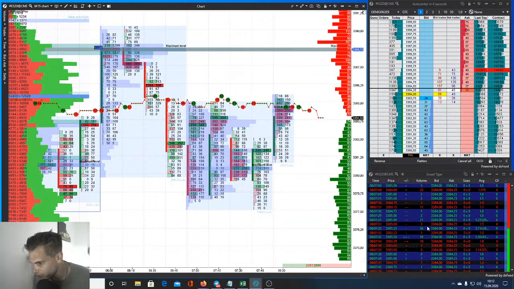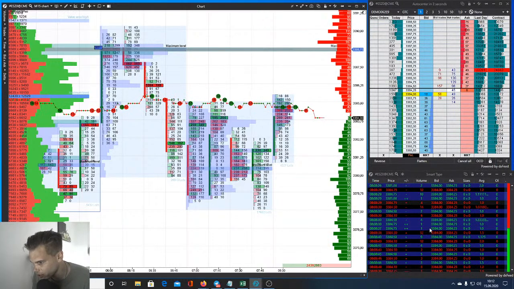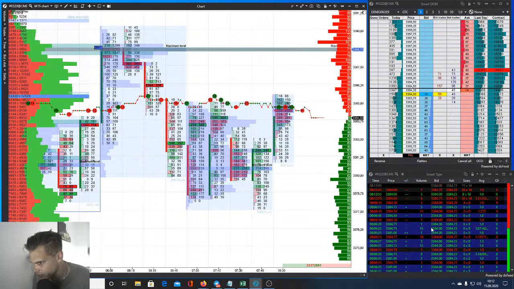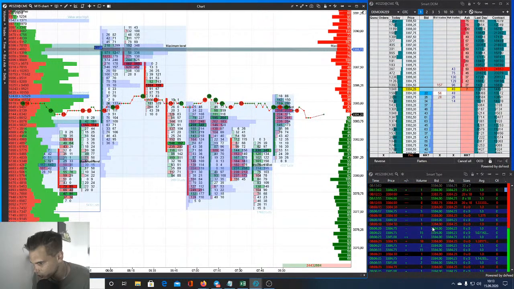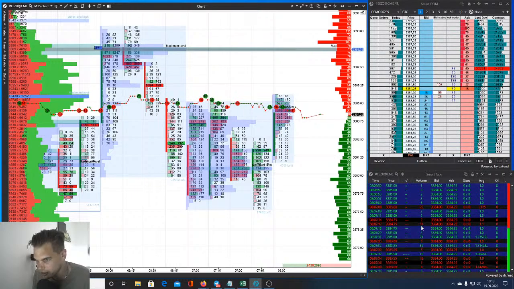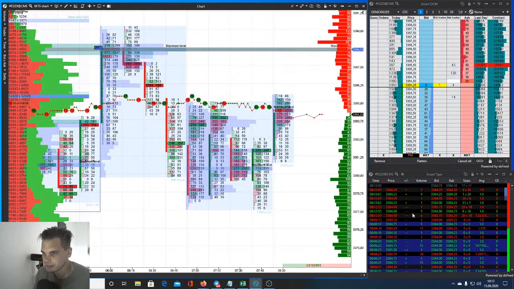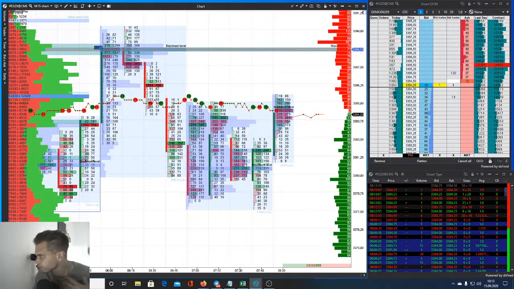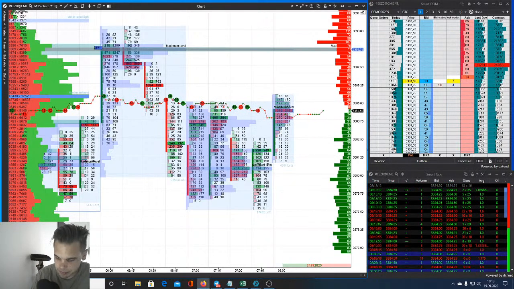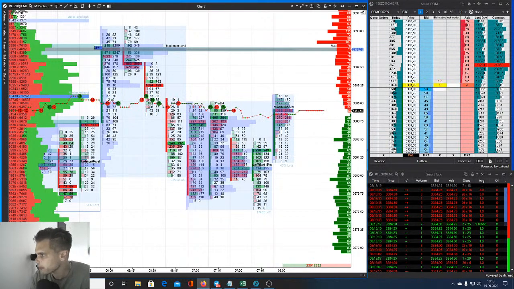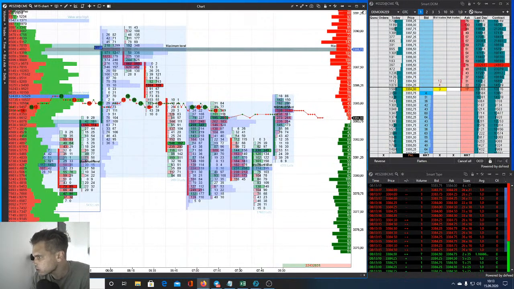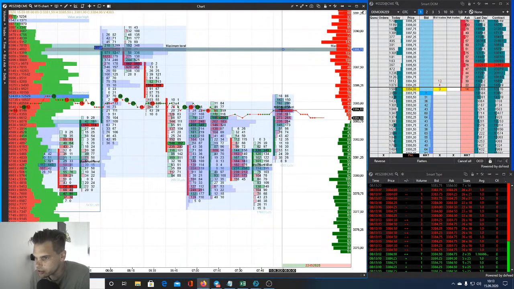Oh, what a huge buy cluster. Very, very nice, man. Oh, the algorithm strikes back. That's what I like to see. Bullish market taking all the sells. These are the typical algo actions. Very, very nice. This tends to go up.